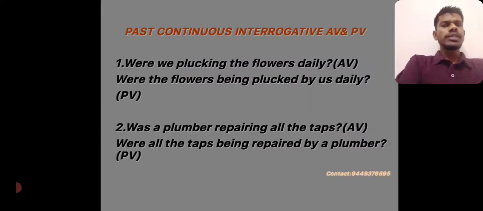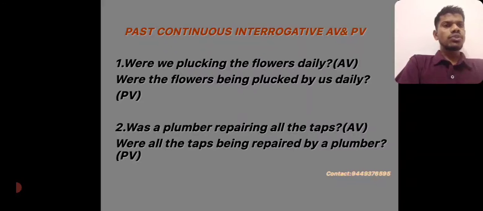Next one, we will see how to convert past continuous interrogative active to passive form. We know the structure for past continuous interrogative. First we have to use the be form, that is was or were, plus subject plus V1-ing, then the object. At the end we have to use a question mark since we are talking about interrogative. Interrogative means question, so we have to use the question mark at the end of the sentence. So now you see, were we plucking the flowers daily?